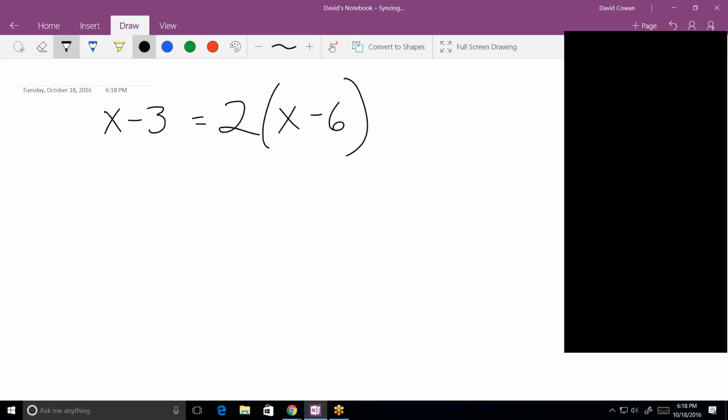So I went down it a little ways, but then I kind of got lost. Okay. First step is always try to remove your denominators and then your parentheses. Those are the things you really always want to get rid of.